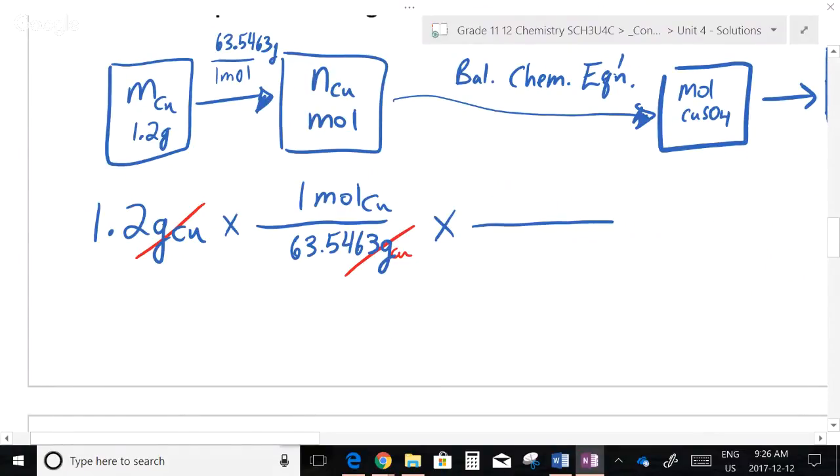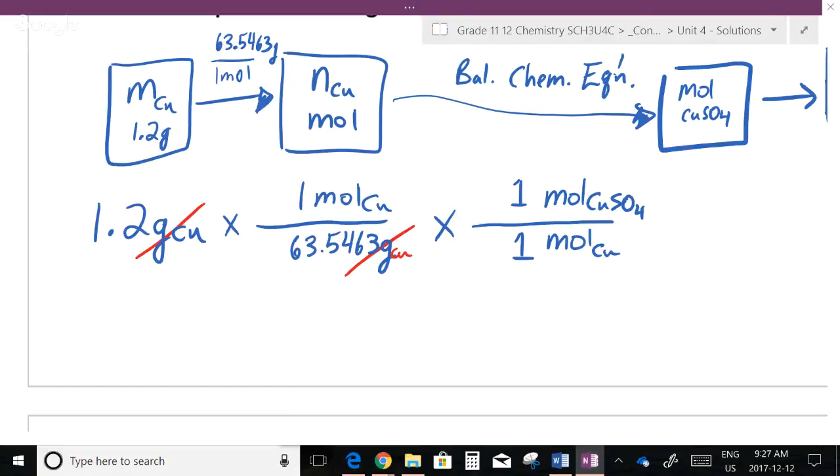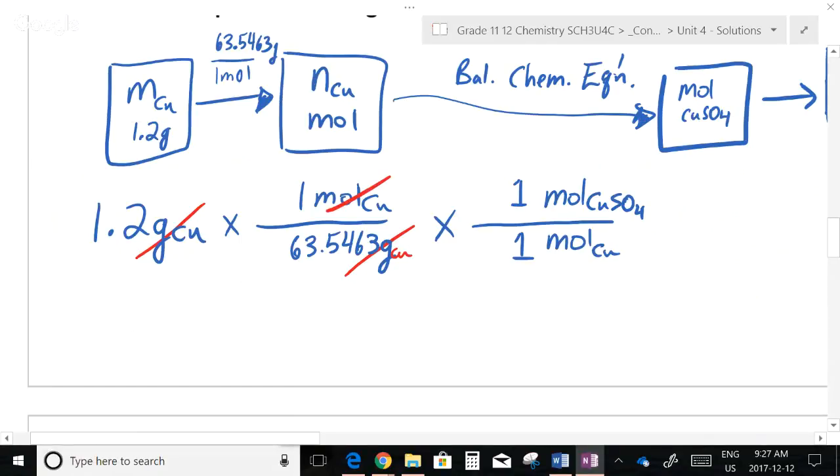Moles to moles. Specifically, what am I no longer interested in? Moles of copper, and instead I want to know how many moles of copper sulfate I began with. What is the mole ratio for those? 1 to 1. If I stop now, what do I know? I'd know how many moles of copper sulfate I have.